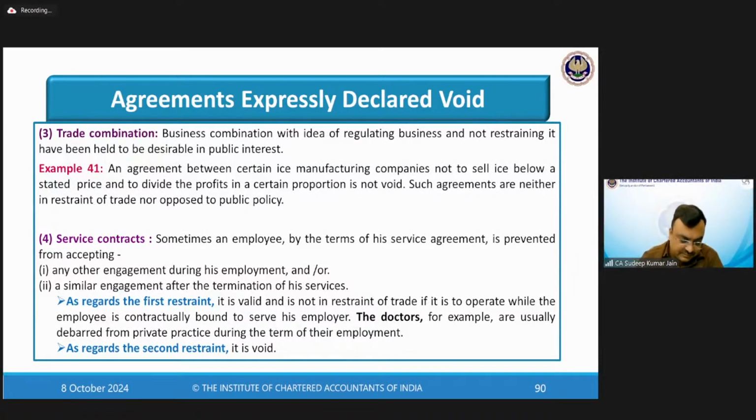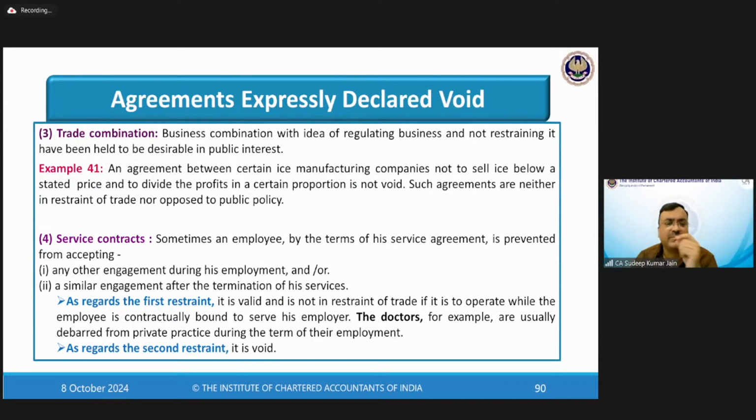Service contracts, again important. Sometimes an employee, by the terms of his service agreement, is prevented from accepting any engagement during his employment. During, as long as you are working with me, you will not do other work. A similar engagement after the termination of service, even after termination of service. First restriction is valid, second is not.